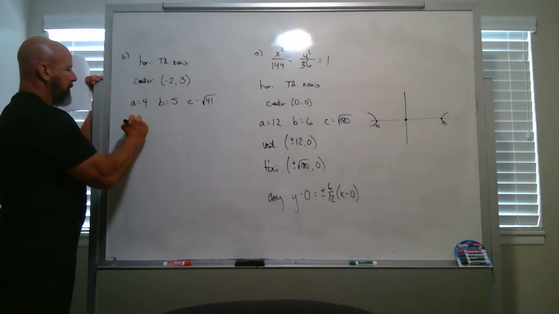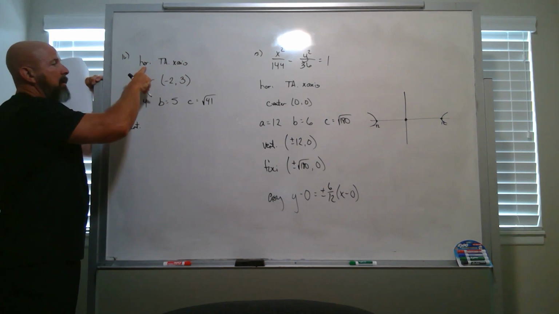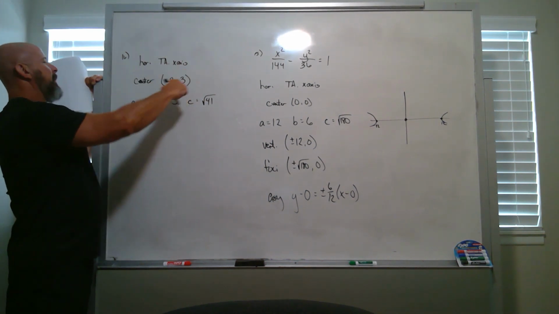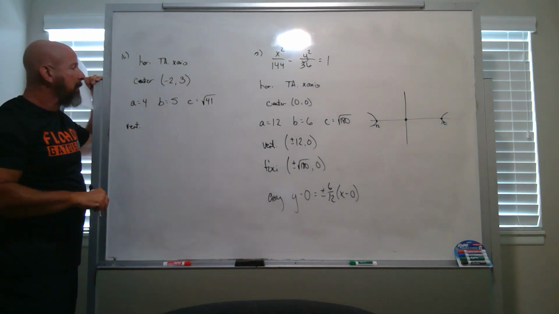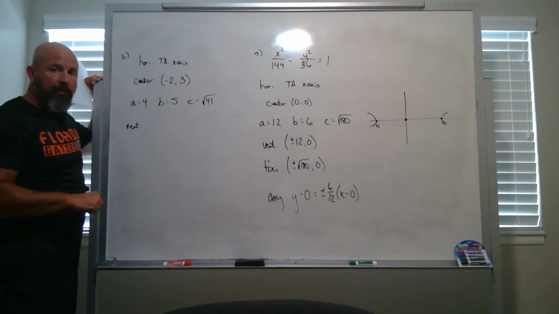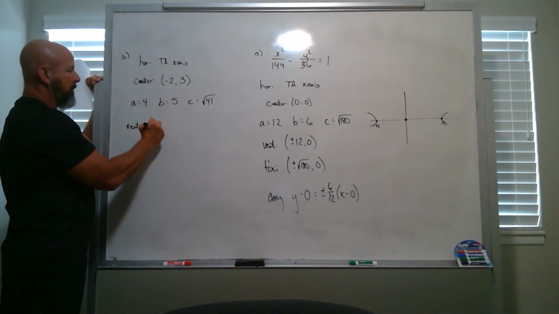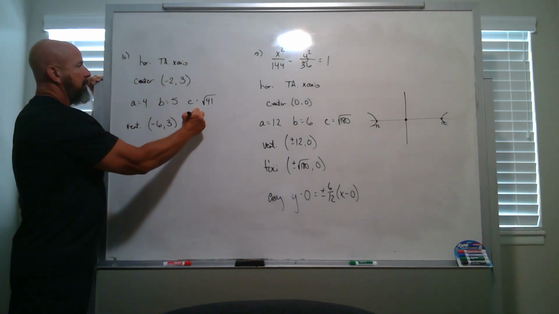Vertices, 4 units. Since it's horizontal, left and right of the center. Again, always feel free to go do a quick sketch and plot that point -2, 3 and count, if it's easier for you, if the picture helps. But if I go left 4 units, that would be at -6, 3. Right 4 units would be at 2, 3.